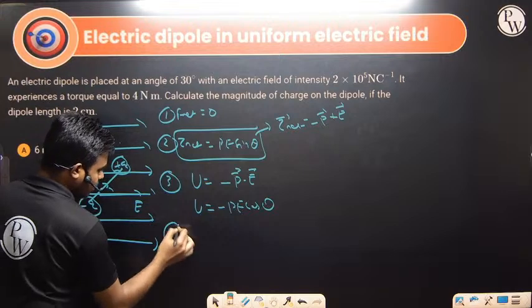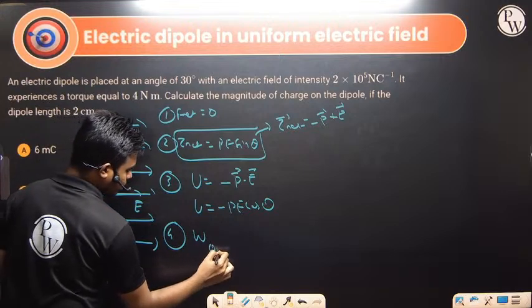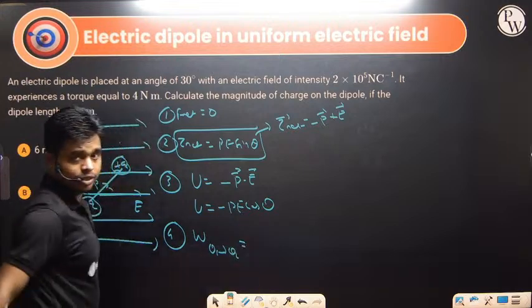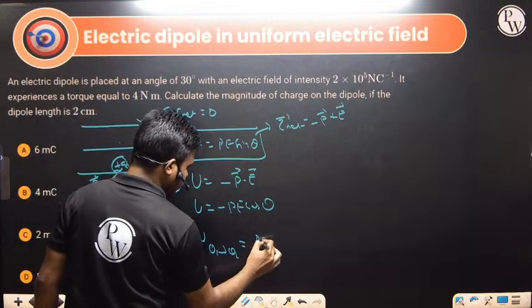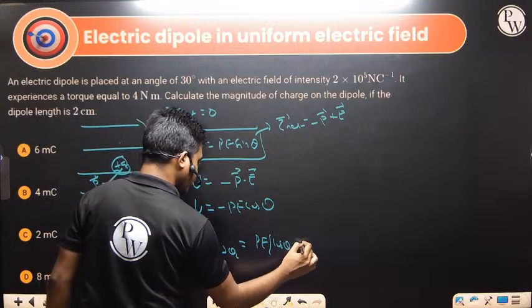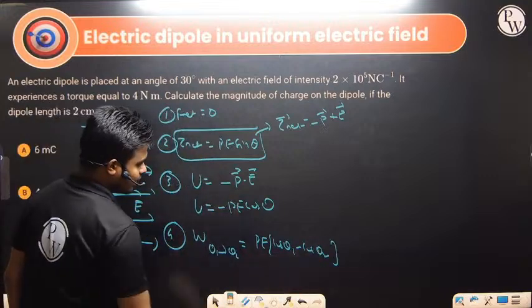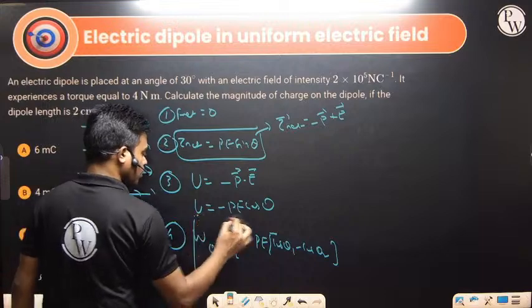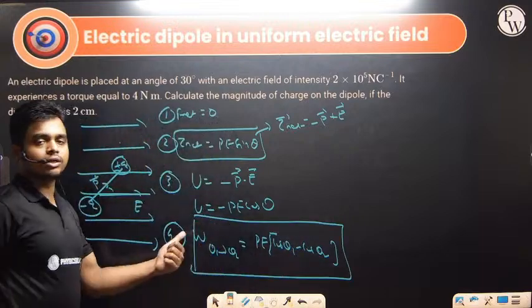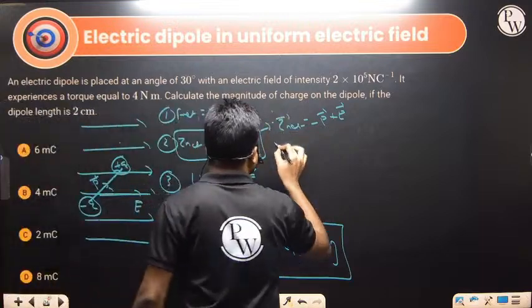Work done in rotating the dipole from theta 1 to theta 2 will be PE (cos theta 1 minus cos theta 2). Always remember, this is final energy minus initial energy. Work done rotating dipole from theta 1 to theta 2 is PE (cos theta 1 minus cos theta 2). Tau net is P cross E.